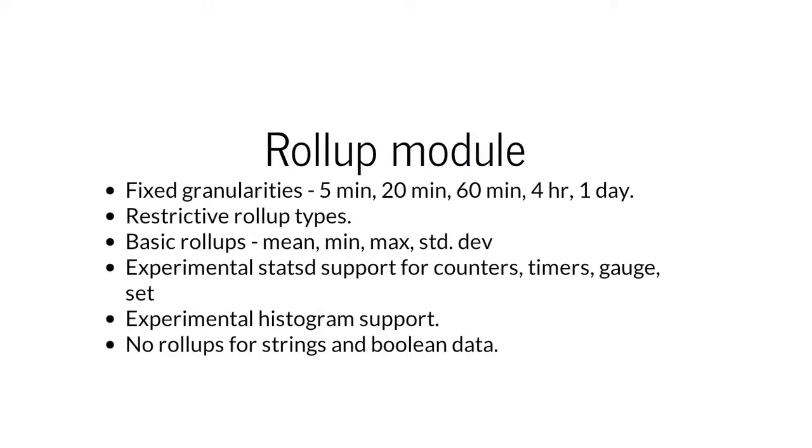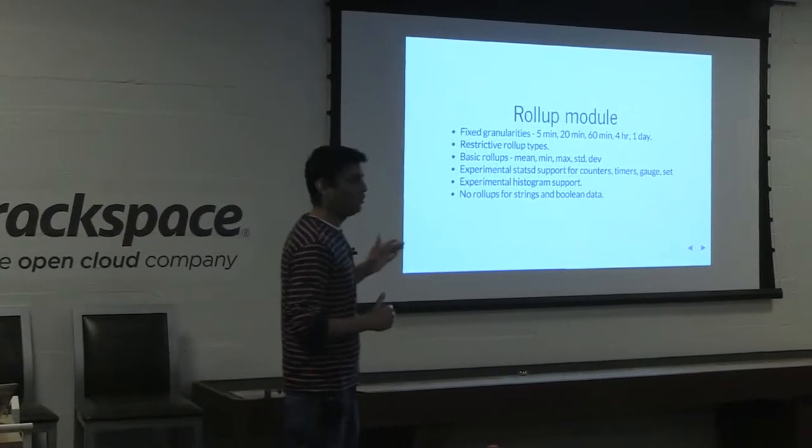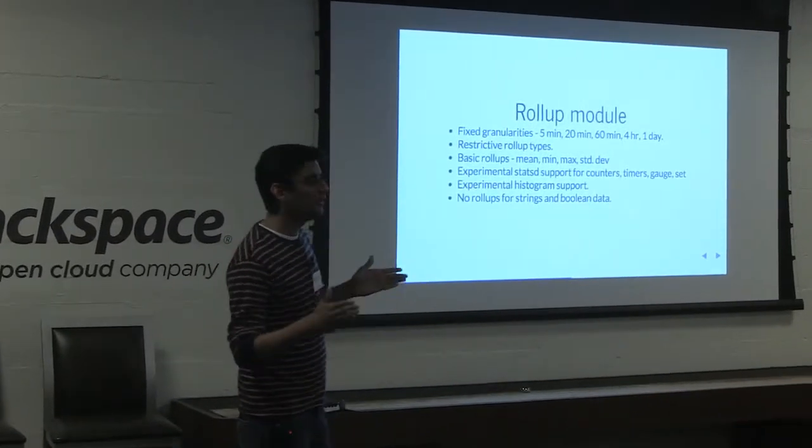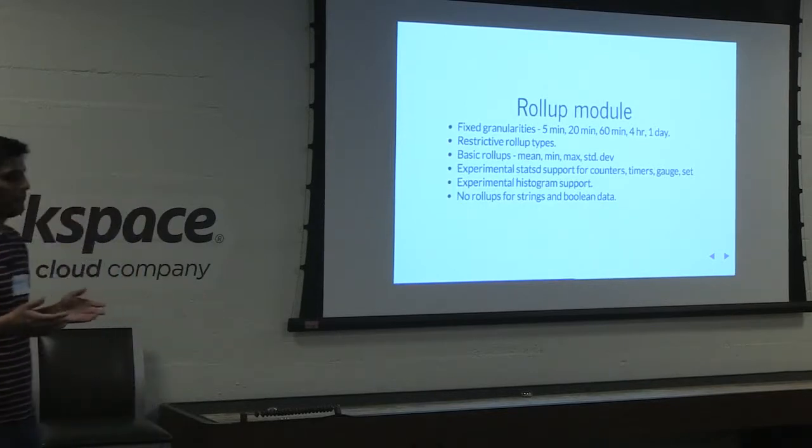In terms of the rollup module, we decided that we want to support fixed granularities. We did not want to support arbitrary granularities because we wanted more control of the system. So these are the granularities we support today. The day rollups are basically UTC time aligned. We don't do any other time zones right now, but we are actually thinking about it.